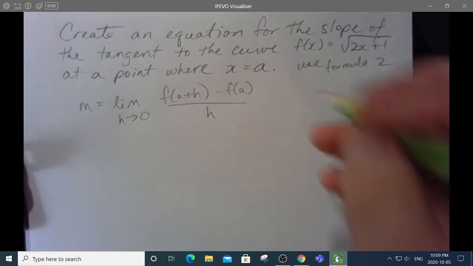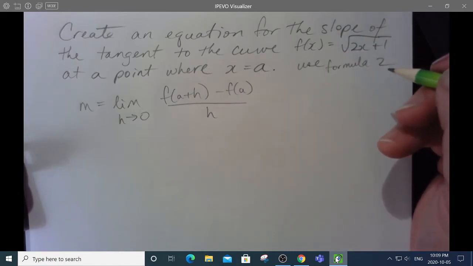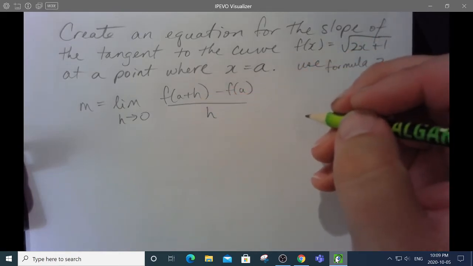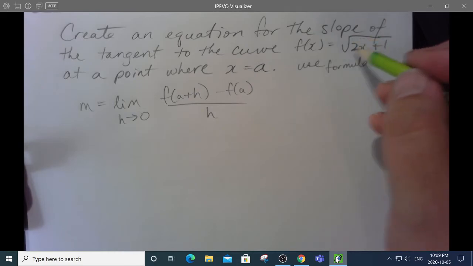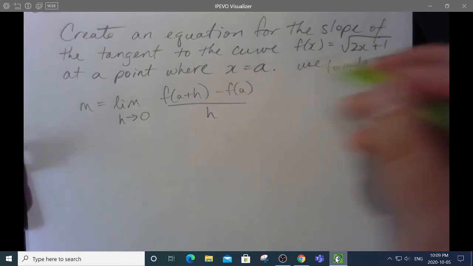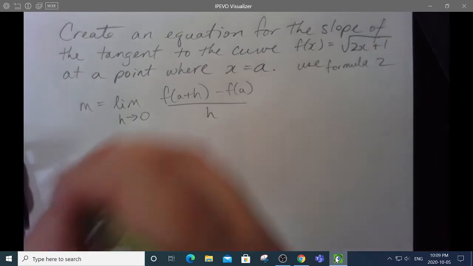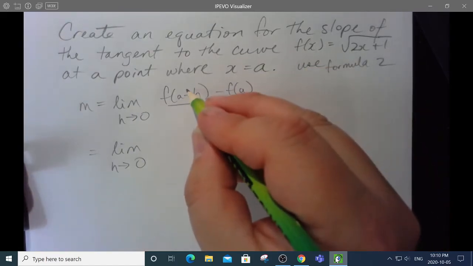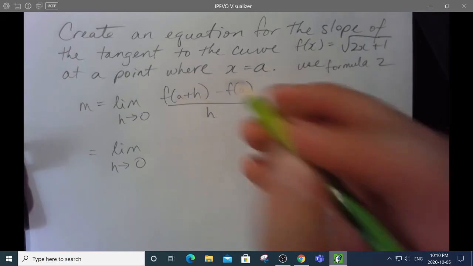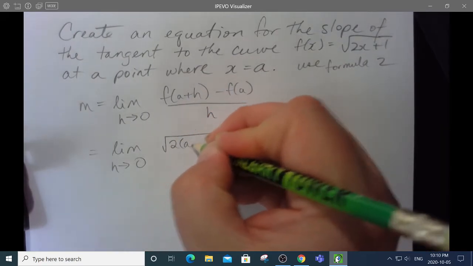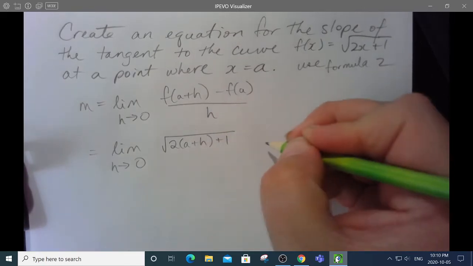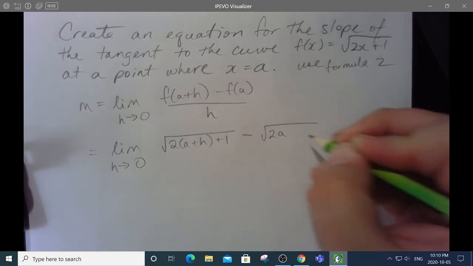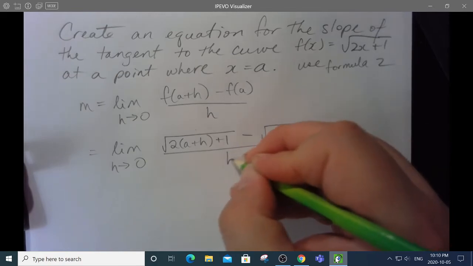Now, what do I know? Well, let's see. A is, of course, in this case, actually a. It's not going to be replaced by a number. So I'm going to have literally a plus h plugged in to this formula here. And of course, f of a will just be square root of 2a plus 1. So that's going to be the limit as h approaches 0 of, so replace in the function the x with a plus h. So that's the square root of 2 times a plus h plus 1 minus, now replace in the function the x with a, square root of 2a plus 1 all over h.